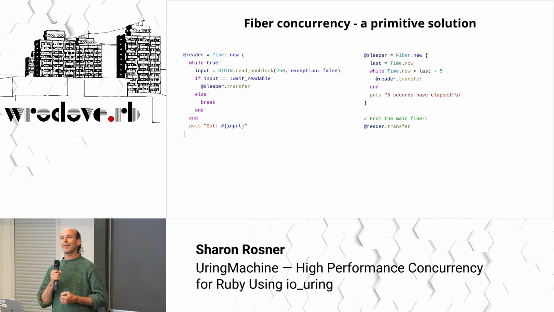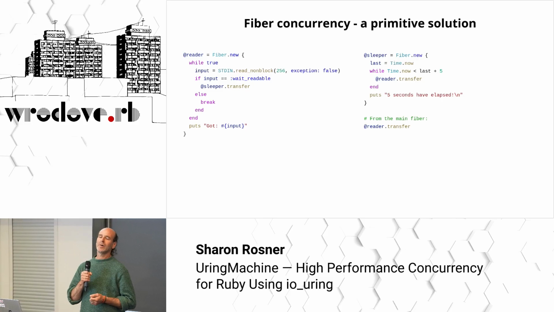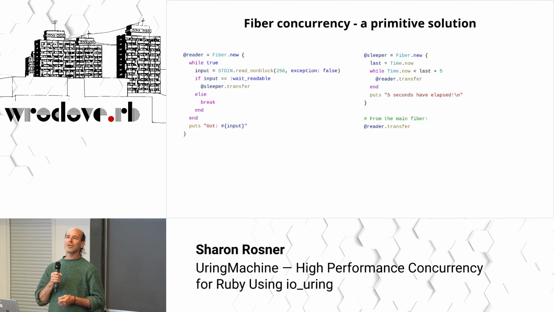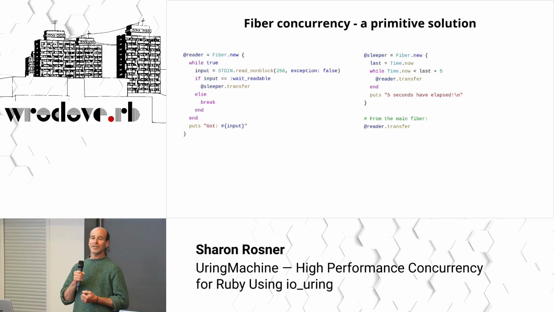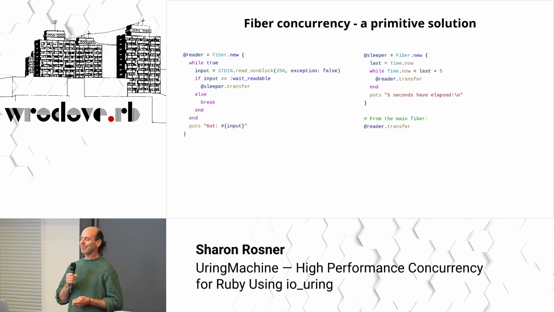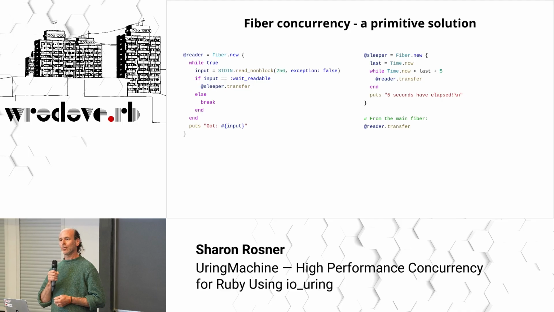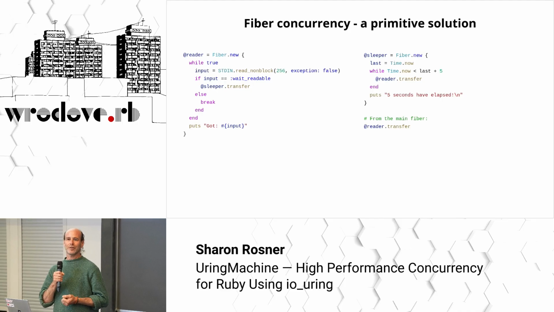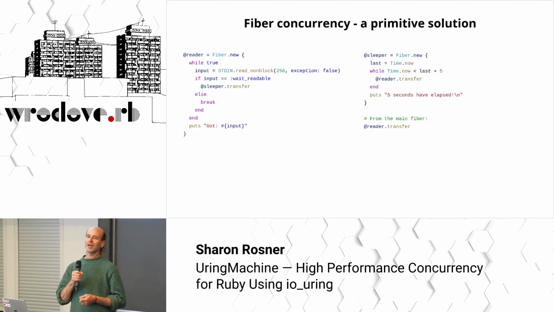So what the reader fiber does is, since we do not want to block the thread while we are reading from standard in, we call read_nonblock, which will not block. Instead, if there is no data available, we are going to get a wait-readable return value. And in that case, we are going to call sleeper.transfer, which will switch to the sleeper fiber.